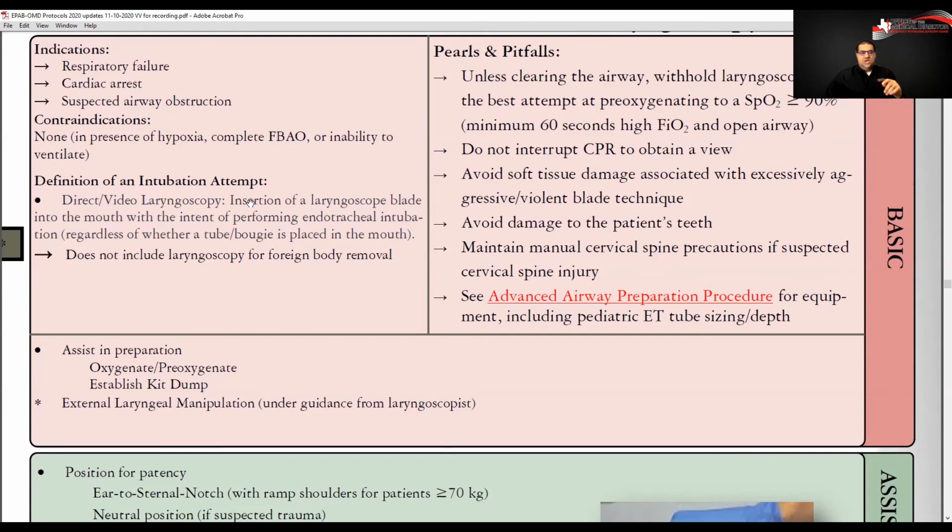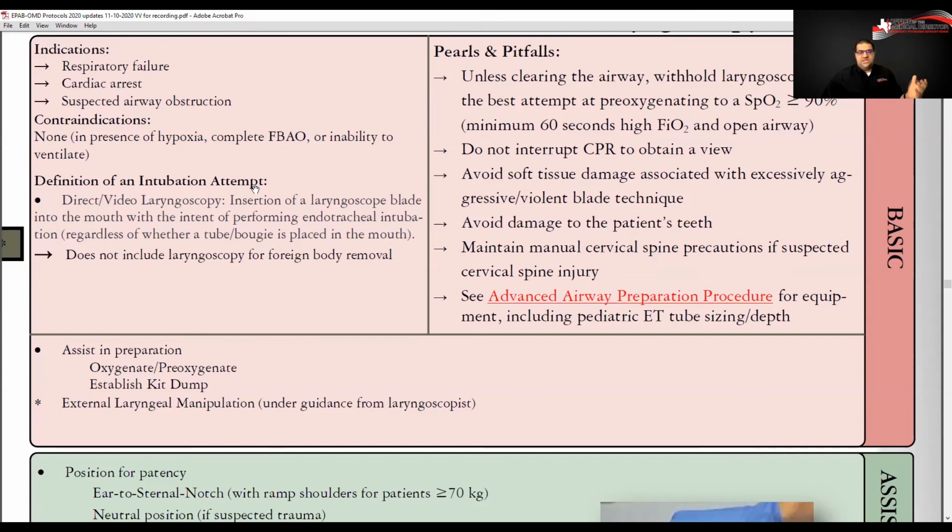There is an older definition that some people still subscribe to, which is the insertion of a tube past the teeth. The reality of it is if you're placing a laryngoscope in order to place an endotracheal tube, that is the beginning of the attempt. Again, our system doesn't have a maximum number of attempts. It doesn't have a minimum number of attempts. What we want, though, is to make sure we're adequately documenting our attempts and evaluating our care appropriately.